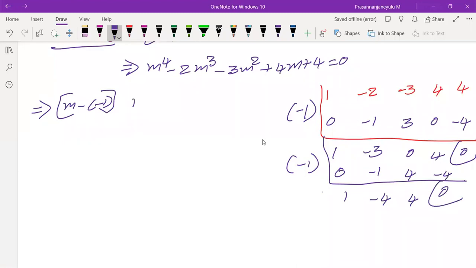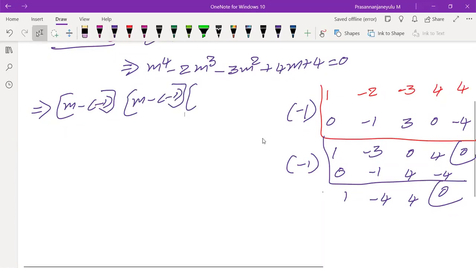So what is another one? m minus of minus 1 is also one more factor. What is the third factor? Already we have 1 minus 4 plus 4.